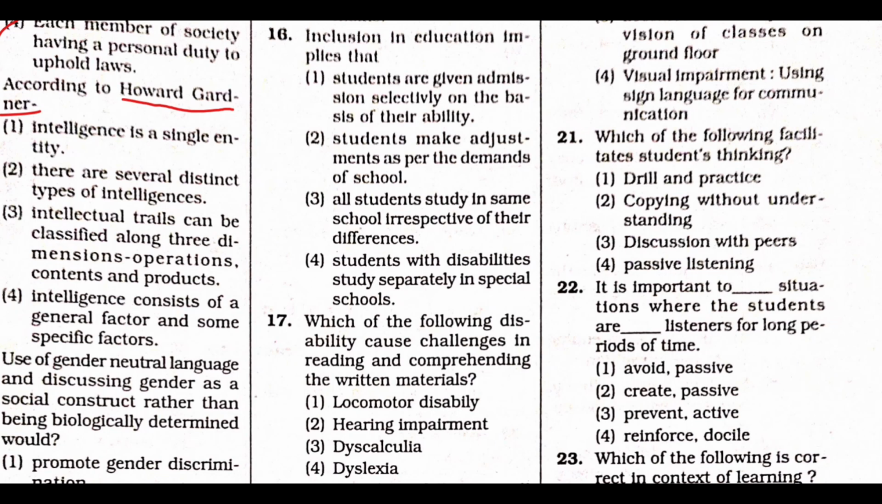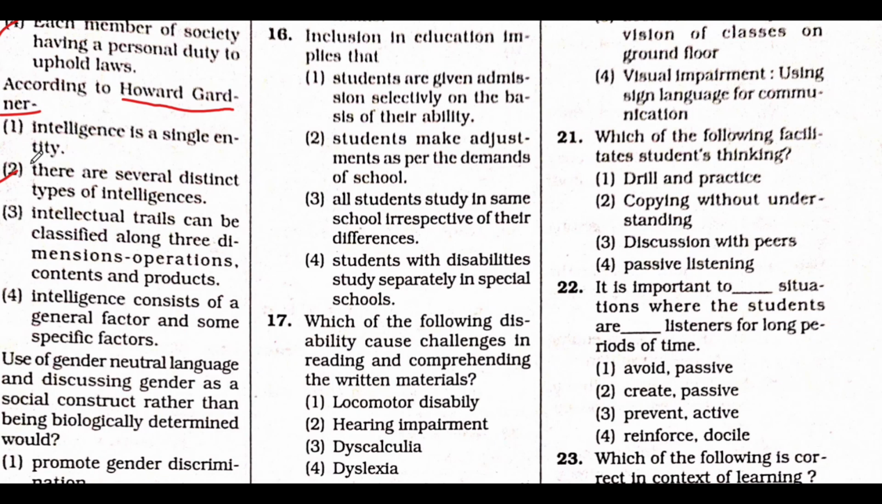Which one do you think will be your correct answer? So what did Howard Gardner say about intelligence? So the correct answer is option number 2. That is, there are several distinct types of intelligence. He gave 9 or 10 types of intelligence, like mathematical intelligence, linguistic intelligence, musical intelligence, kinesthetic intelligence, artistic intelligence. Then what else he gave? You got so many types of intelligence.